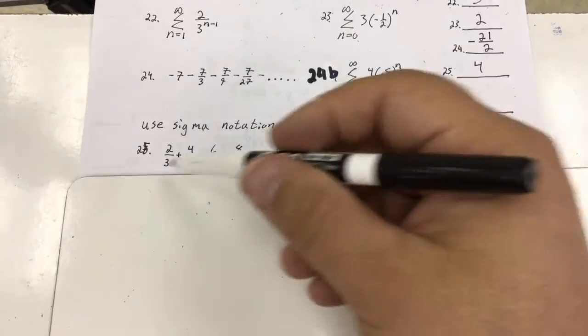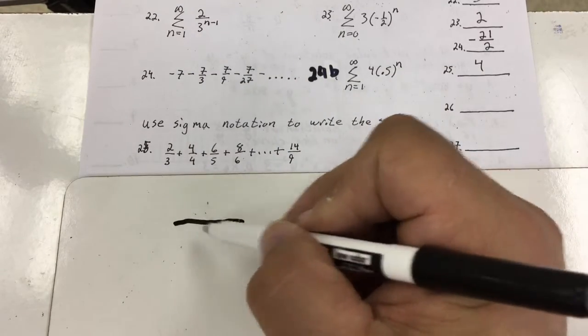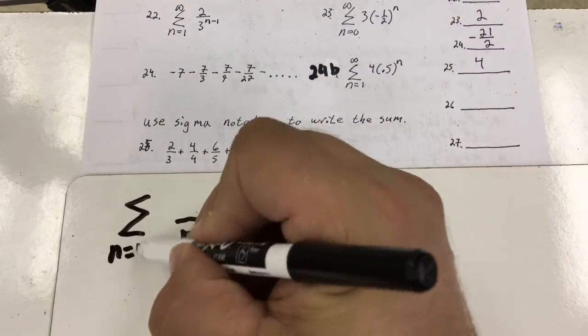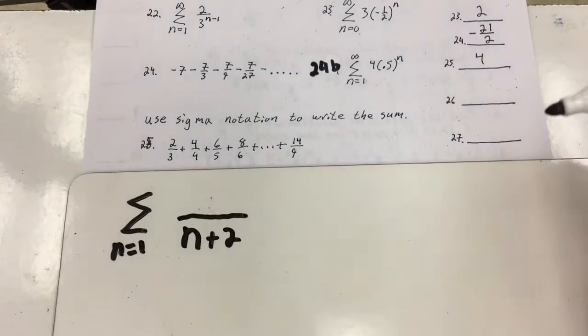These are a little tricky. I notice first that the bottom's going up by 1, and it starts at 3. So if n equals 1, 1 plus some number equals 3, so it's going to be n plus 2. And if I put my sigma out front, from n equals 1, so that first number is going to be 1 plus 2, that's 3. Then I throw in a 2. 2 plus 2 is 4. So it's creeping along. I'm feeling good about that.